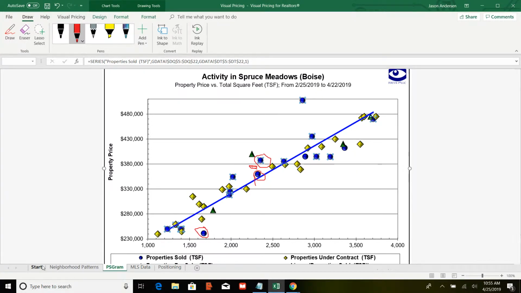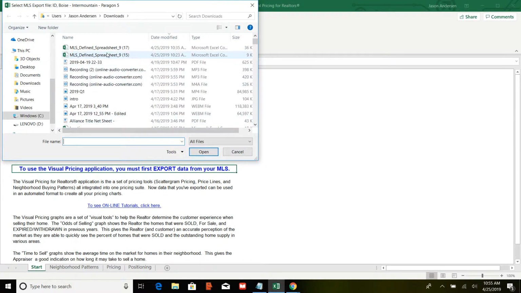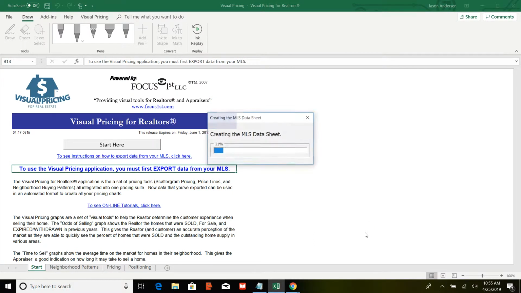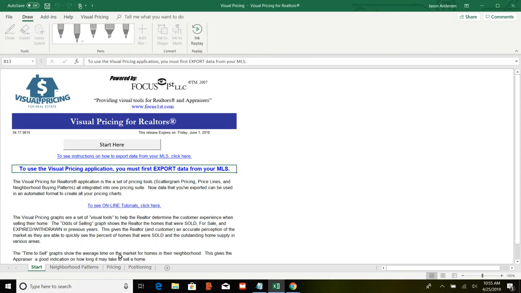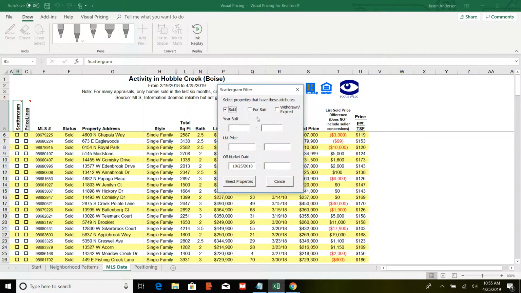Now, let's say you're a seller and you come to me and say, hey, Jason, I've got this home. It's in Hobble Creek. I'd like to sell it, but I'm not sure what we should sell it for or when we should sell it. What I'm going to do is run a graph for everything in the past year, January 1 of 2018 to December 31st of 2018, which is what I'm doing right now. And I'm going to select all the data points from January 1st of 2018.